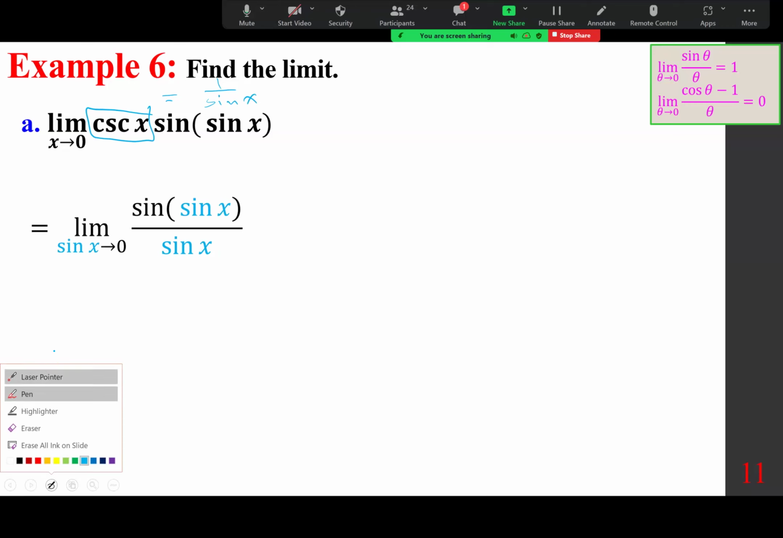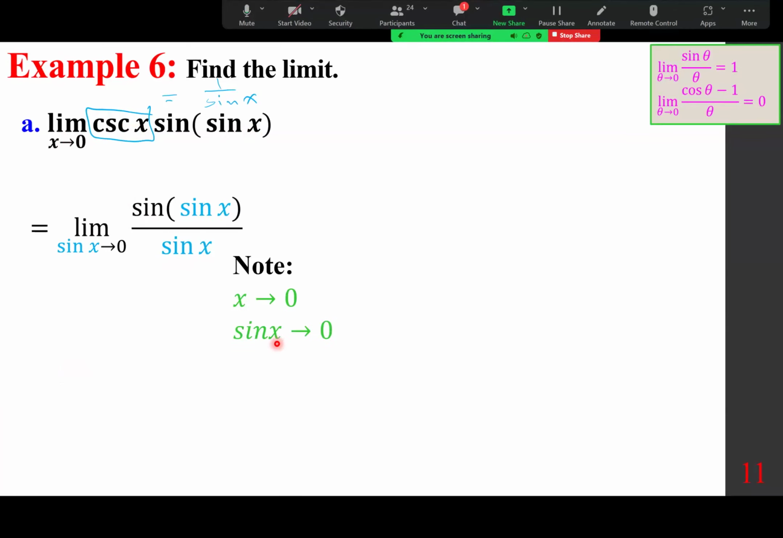So pay attention to what happens here. This is sine x. You bring it down. This is sine x. Since x approaches 0, so that's sine x. Remember, sine of 0 is 0, right? So now, let sine x be theta. You can say this is theta approaching 0. This is theta approaching 0. This is theta. So the limit of sine theta over theta as theta approaches 0 is 1. If you don't change this to that, it's okay, but understand the concept.